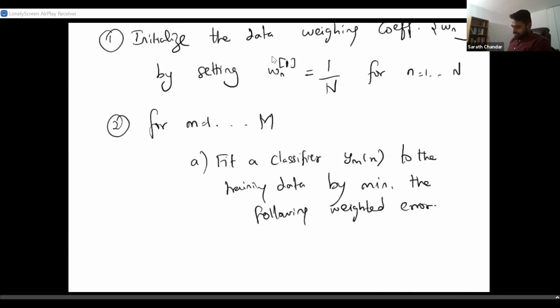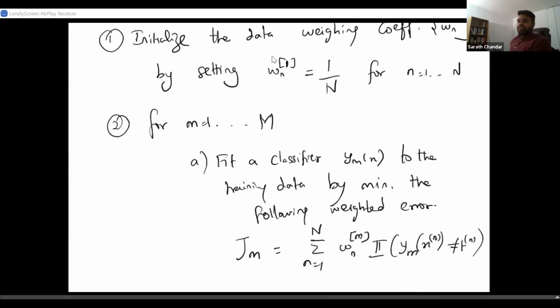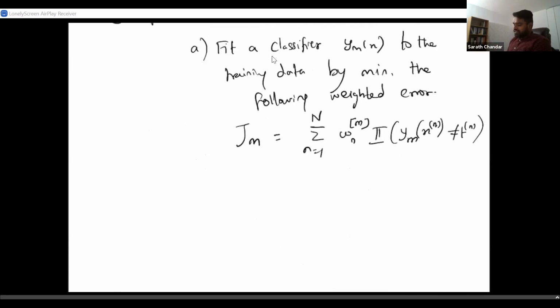Okay, so my error function J_m is going to be the summation over n equals 1 to capital N of the weight associated with the example, times the indicator if it is wrong, so y_m(x_n) is not equal to t_n. Now this is just an indicator function. If the prediction is not equal to t_n, then this is 1. Otherwise, it is 0. So now my loss is just the weighted error that the classifier is making.